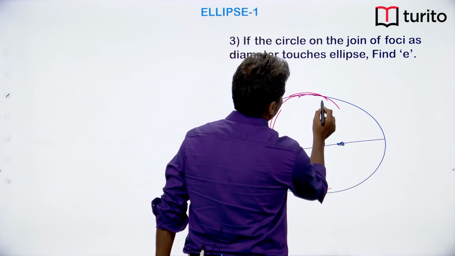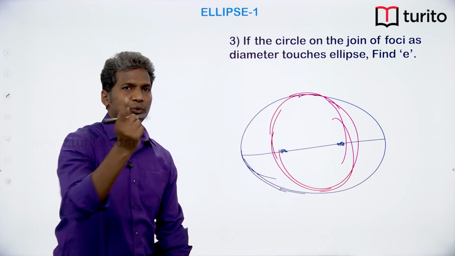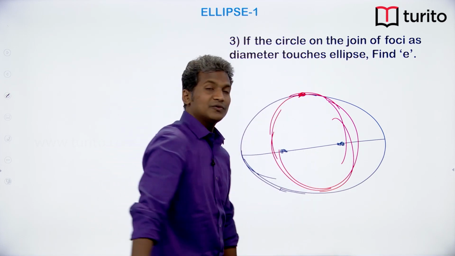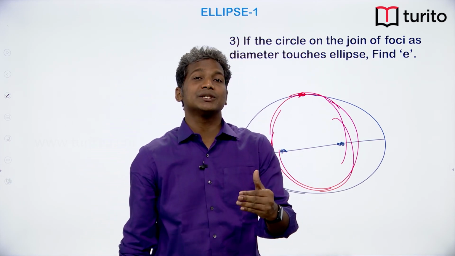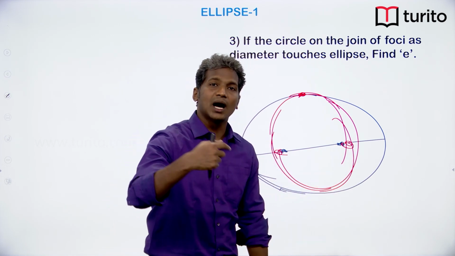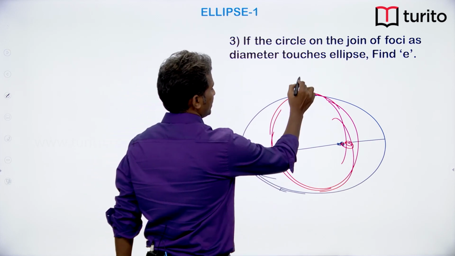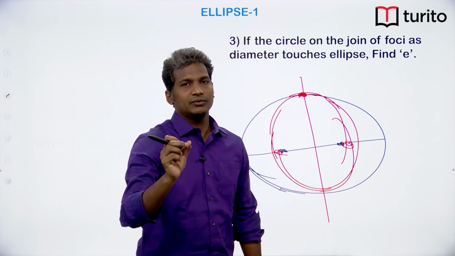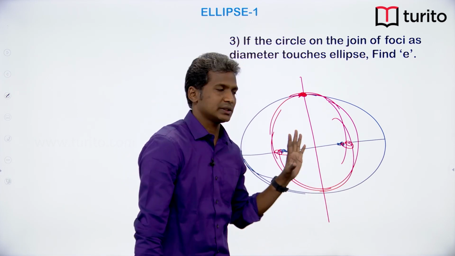Okay. Now this circle must touch the ellipse at a point, and that point also must be the point of symmetry. Why? Because the circle is symmetric, the ellipse is also symmetric, and the diametrically opposite points that we have taken are also symmetric about the y-axis. So the point of touching must happen on the y-axis only. That means that point must be the end of the minor axis. Similarly, the point of touching below also must be the end of the minor axis.